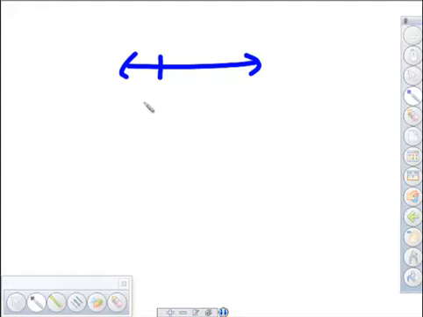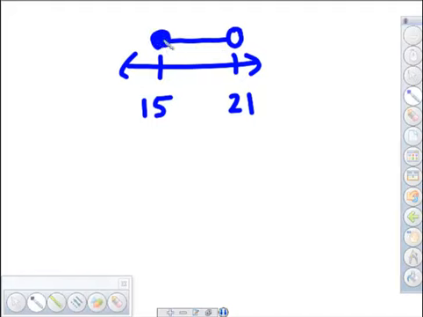Maybe the lowest age would be 15, and then the highest age would maybe be 21, but not really 21-year-olds because we don't need those type of people. So we could say going all the way up to 21, but not equaling 21, and actual 15-year-olds can come. Okay, so this represents a graph of an interval from 15 to 21, not including 21.